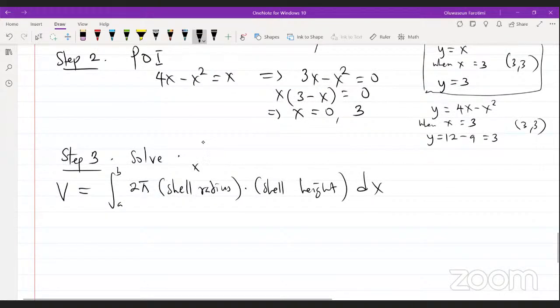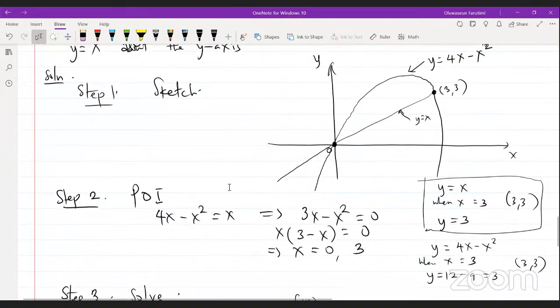So this is your x. This is like your f of x. So now what do we talk about for the shell height? You said the shell height is similar to section 6.1 when we do top, bottom, or right, left. Okay, so I'm going from 0 to 3, right? Obviously, I have a 2 pi. My shell radius is just x. What about my shell height?